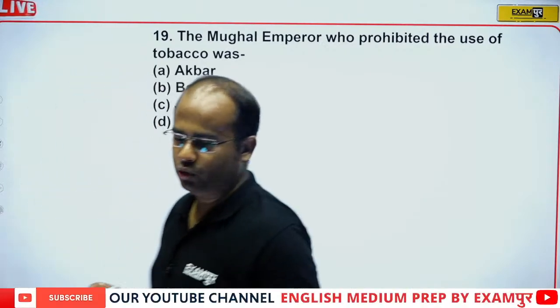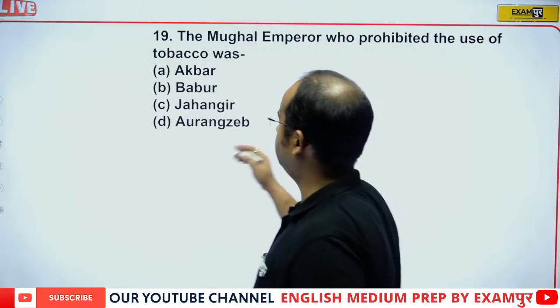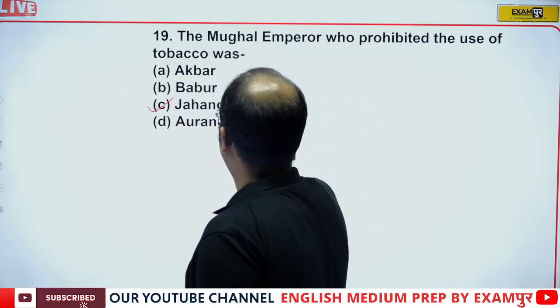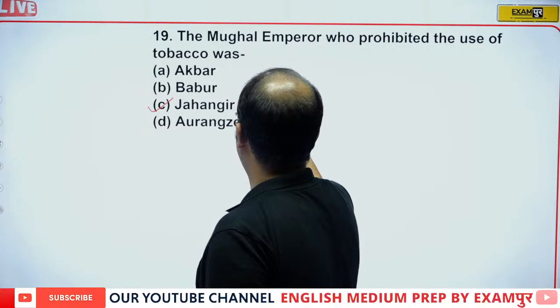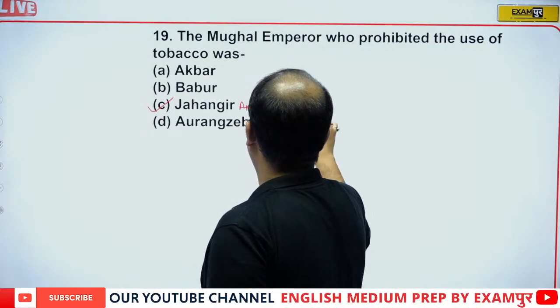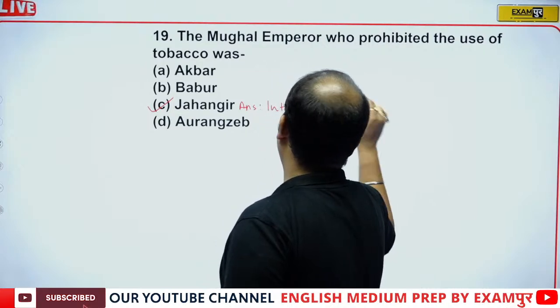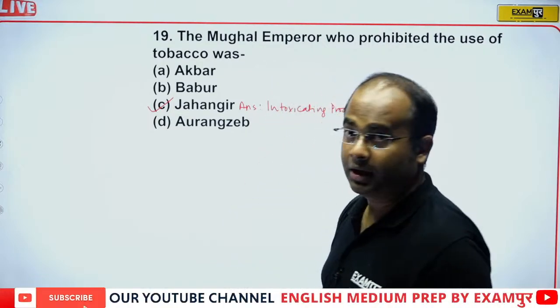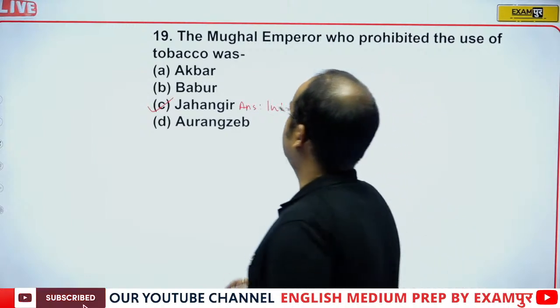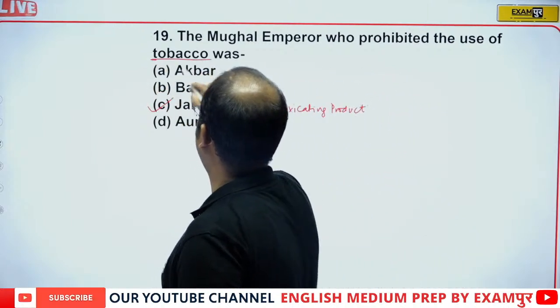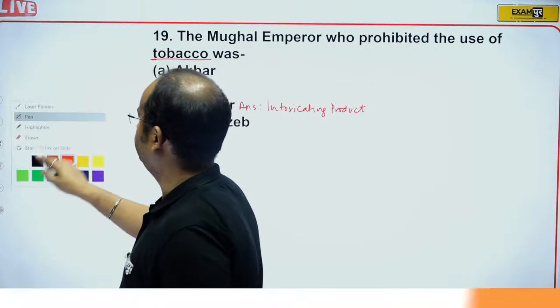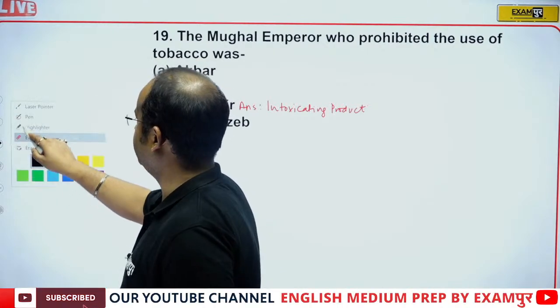But the Mughal emperor who prohibited the use of tobacco was Jahangir, because it was an intoxicating product, and consuming intoxicating products is prohibited in Islam. And tobacco was introduced by the Portuguese in India.